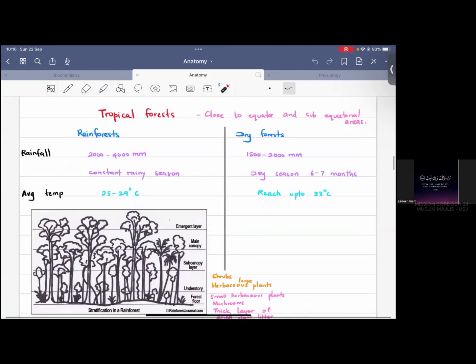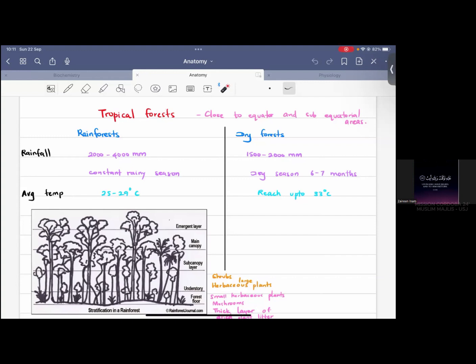Whenever you are studying a biome, you should first know its distribution. Then you have to know the annual rainfall, then the average temperature, then the vegetation, and sometimes the animals that live in those biomes. Lastly, you need to know the problems or challenges that these biomes currently face. That is the order you have to study. I have prepared this note according to that. If you want, you can take a screenshot or write it down.